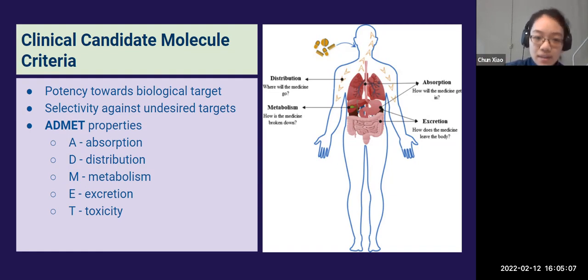And lastly, we have toxicity, which is quite self-explanatory. Obviously, we don't want a drug to be toxic, and we don't want it to cause any adverse effects more than is necessary. So we want to screen for toxicity when we're trying to find a new drug.